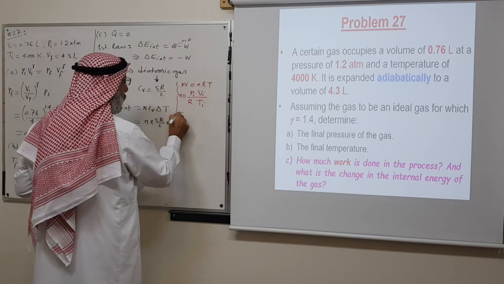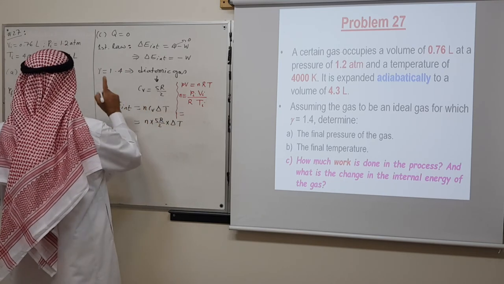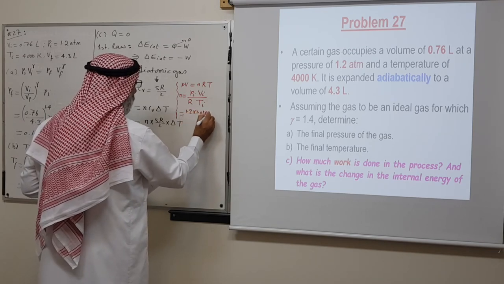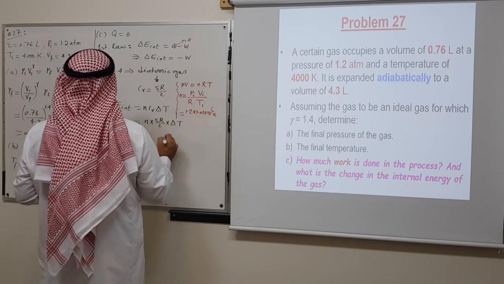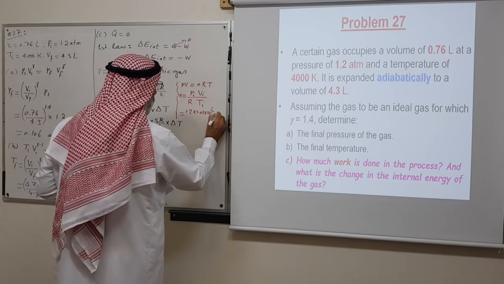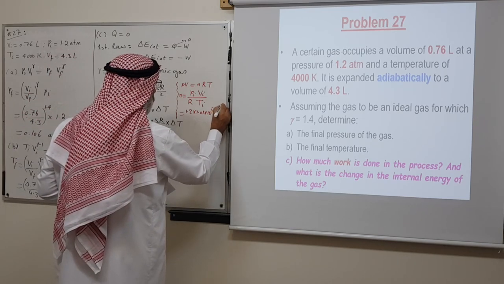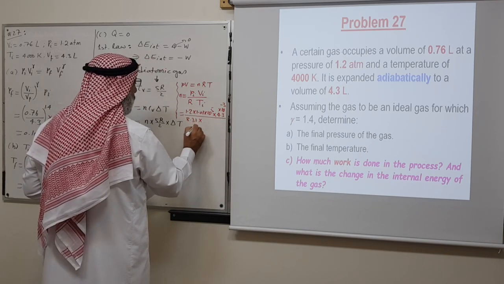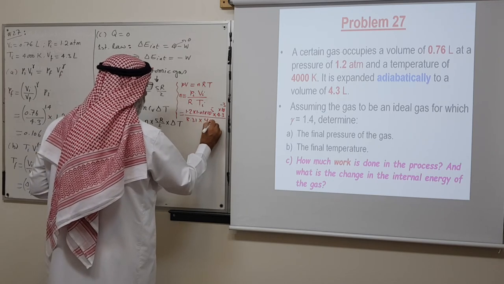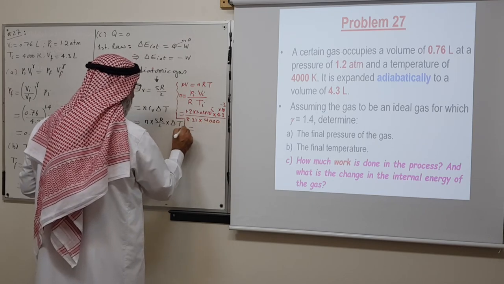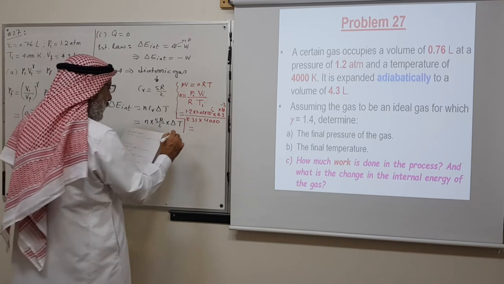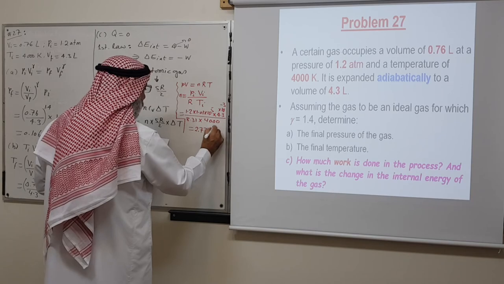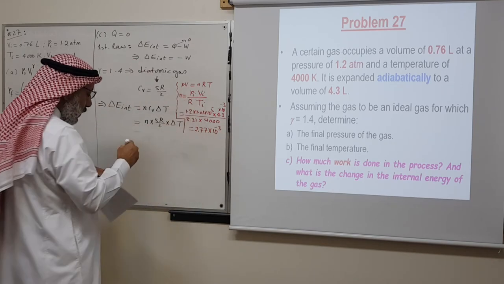This would be equal to, how much is P initial? Now we have to use SI units. 1.2, change it to Pascal, times V initial, 4.3, okay, and change it to meter cubed, times 10 to the minus 3, over 8.31, times T initial, it's already in Kelvin, 4,000. So that will give us the number of moles is equal to 2.77 times 10 to the minus 3. This is n, okay?